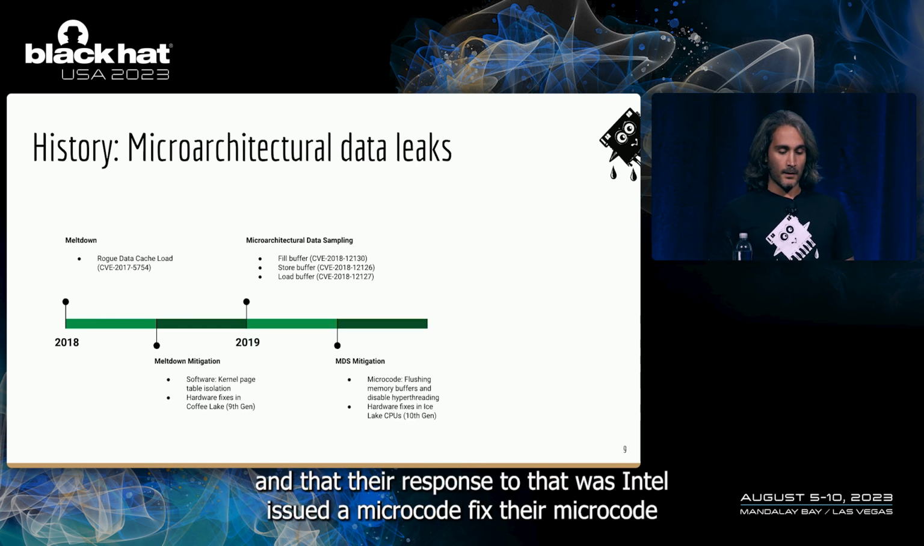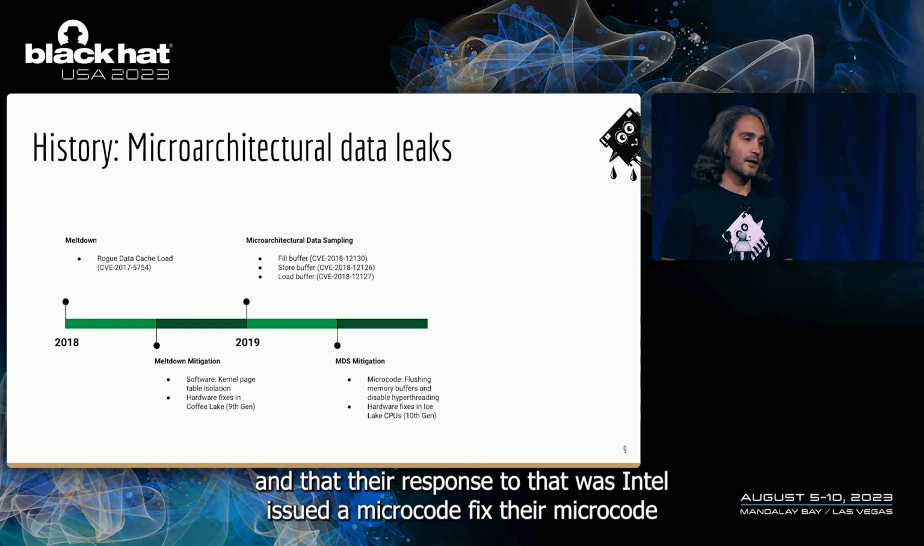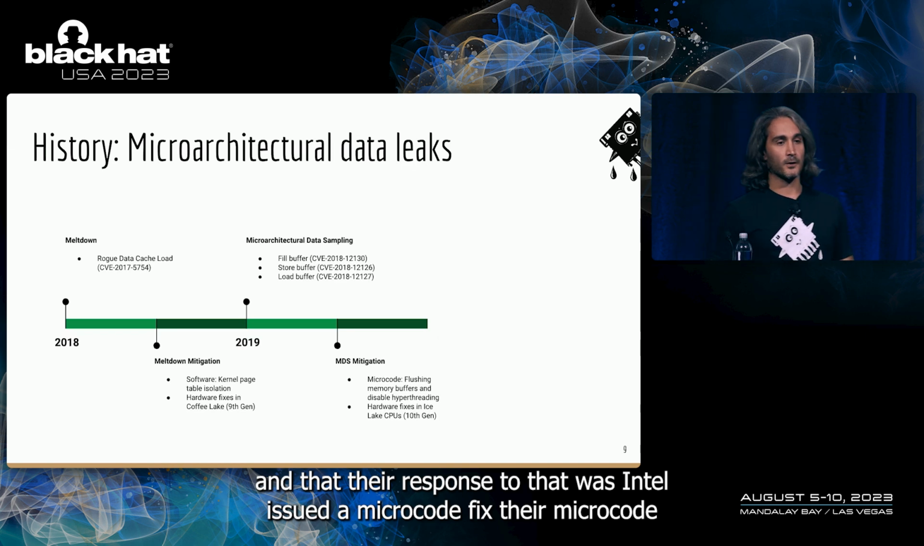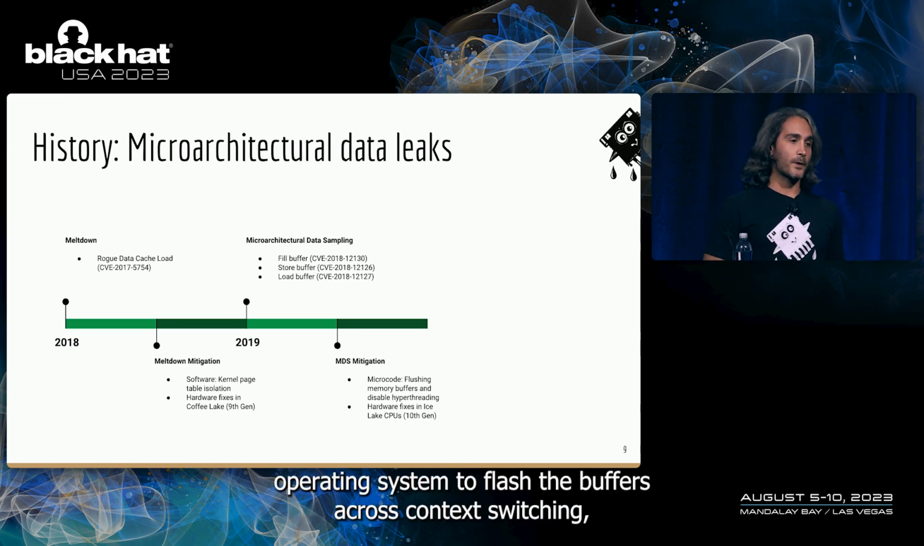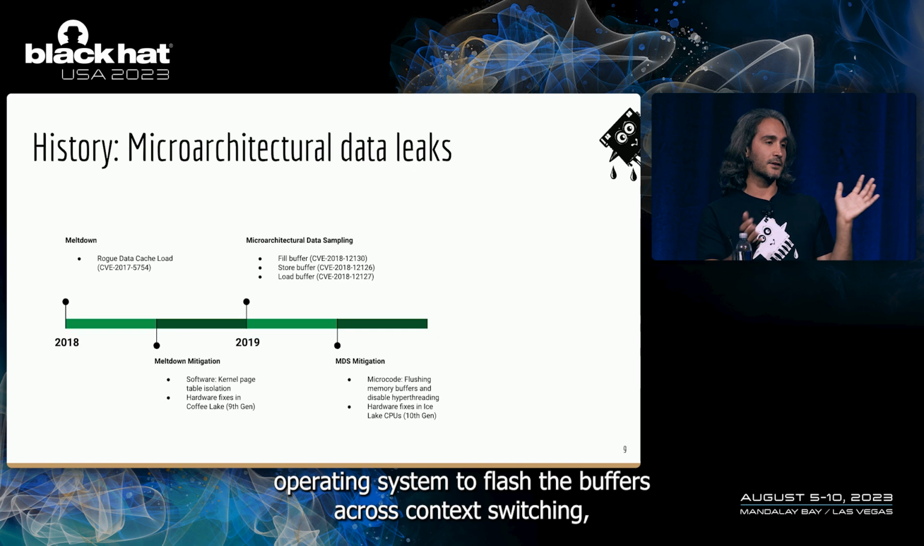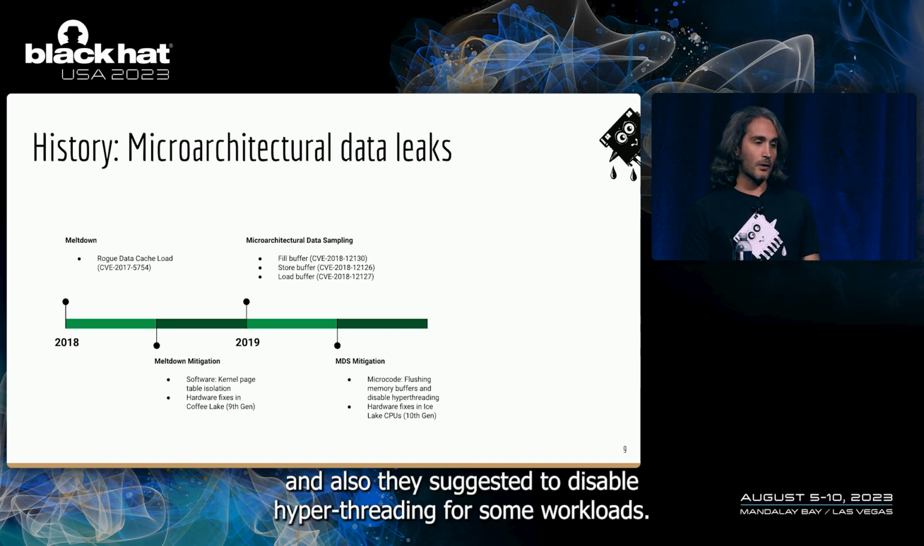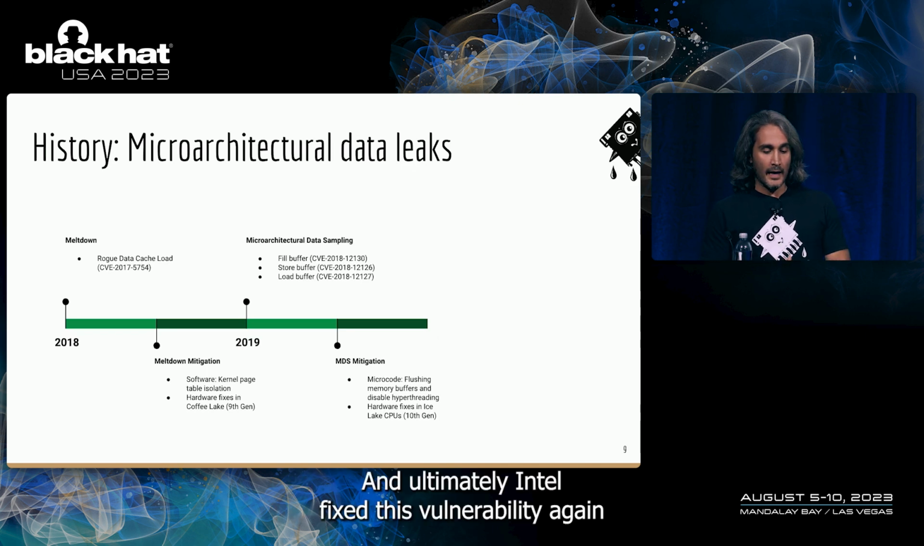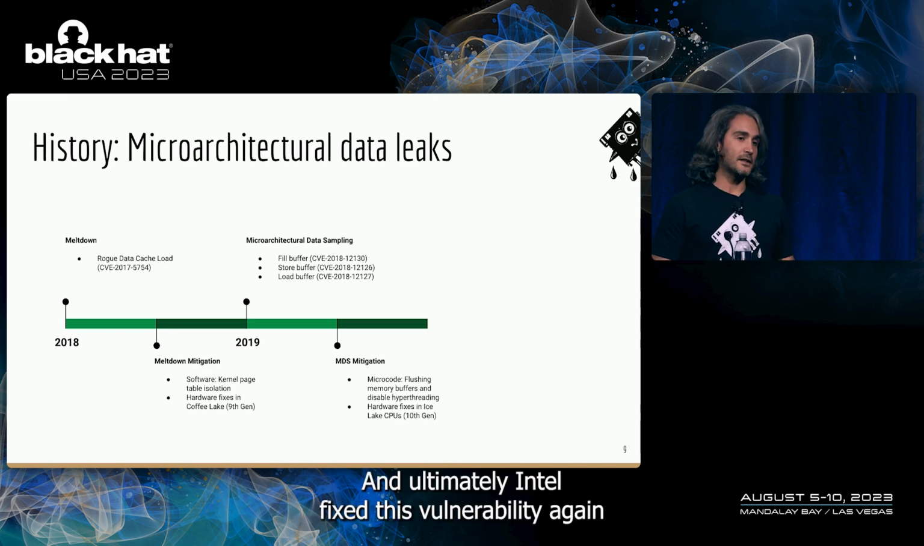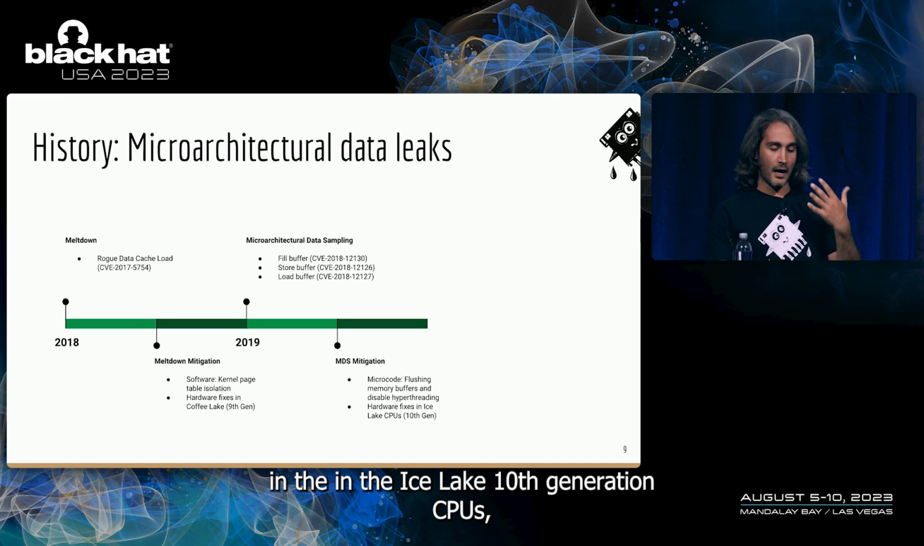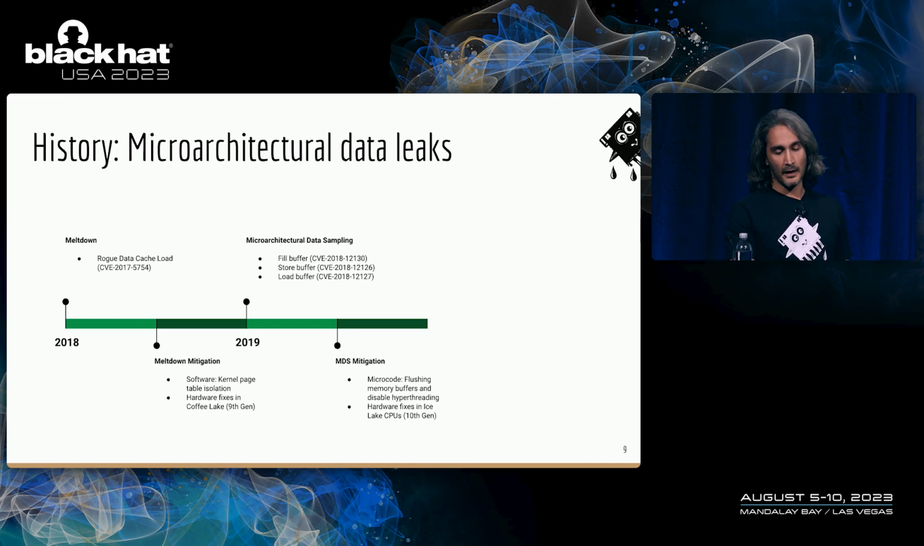And the response to that was Intel issued a microcode fix. The microcode fix enabled the operating system to flush the buffers across context switching. And also, they suggested to disable hyperthreading for some workloads. And ultimately, Intel fixed this vulnerability again in the Ice Lake 10th generation CPUs.